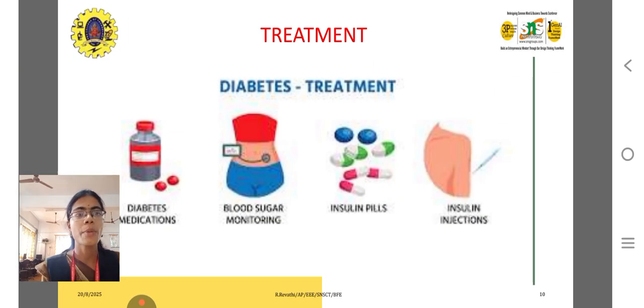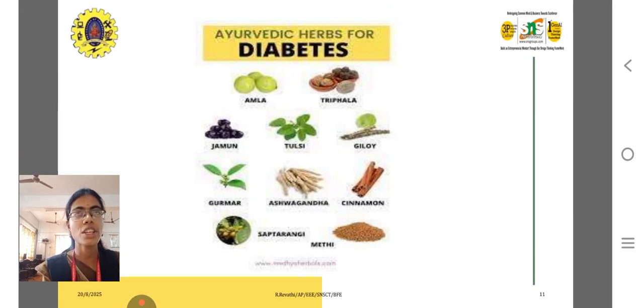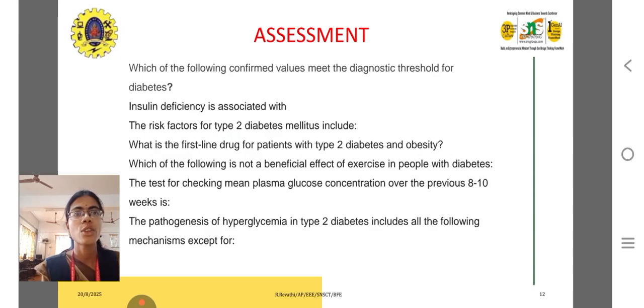Treatments for diabetes are insulin pills, insulin injection, blood sugar monitoring, and diabetic medications. There is no permanent cure for diabetes. It may be kept in control by changing your lifestyle. Natural Ayurveda herbs consumed include amla, methi leaves, jamun, tulasi, triphala, and ashwagandha, which are some of the natural intakes for diabetes. So these are all the assessments for diabetes.